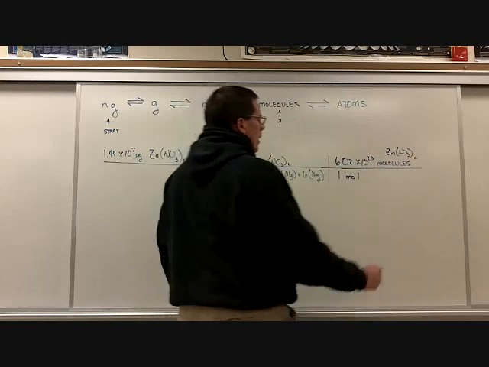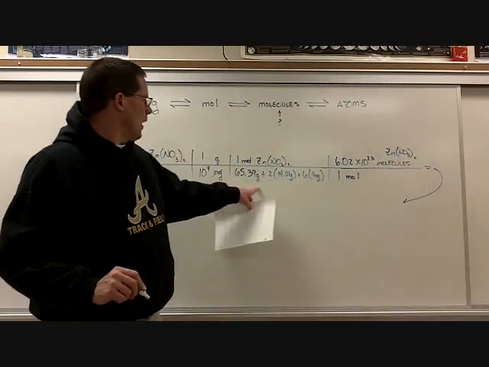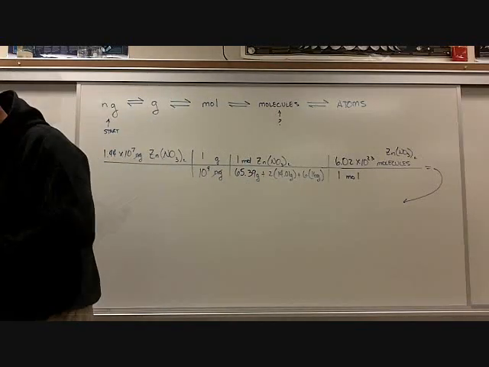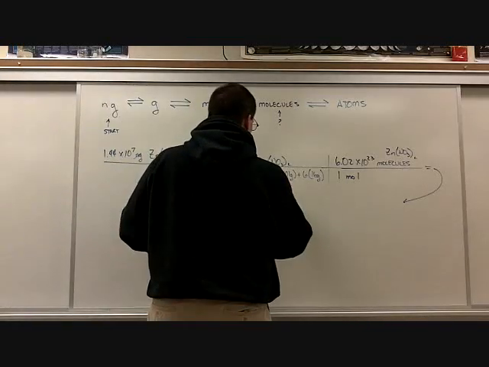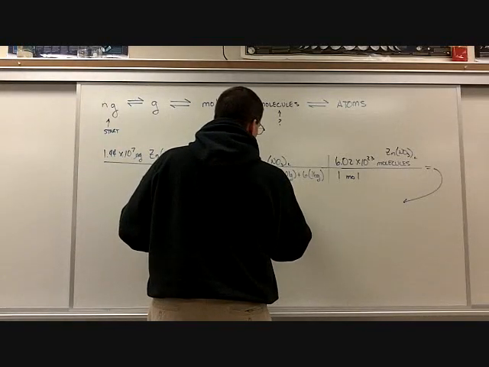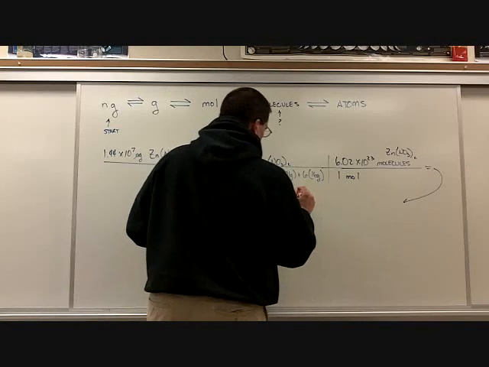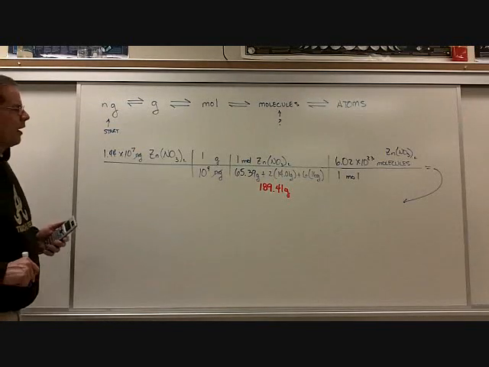Okay. Find out what that is. Again, if you need to calculate all that, it might be a good idea since we have a lot going on down there. So the molar mass for zinc nitrate is 189.41 grams. Okay. So if you need to do that, go ahead and do that.